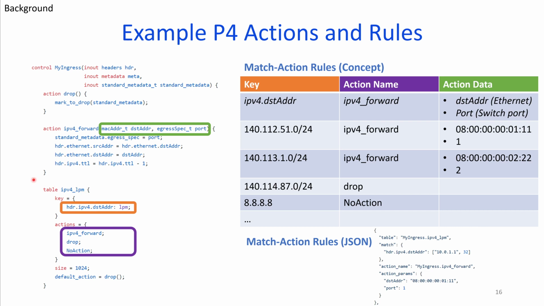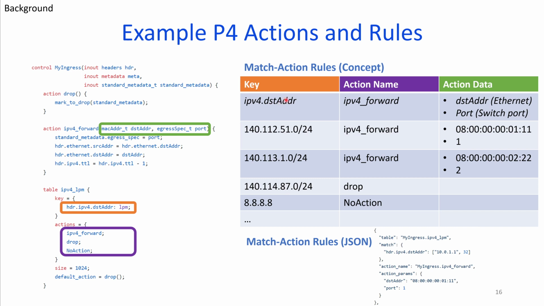The left-hand side is a real-world working P4 program. In the IPv4 LPM table, it examines the destination address of IPv4 headers, and one of three actions will be performed. Each action is a standalone function with or without action data, such as drop and IPv4 forwarding functions. The P4 code is just the skeleton of the logic of the target switch. The right-hand side shows the logical mapping of the key, action name, and action data.